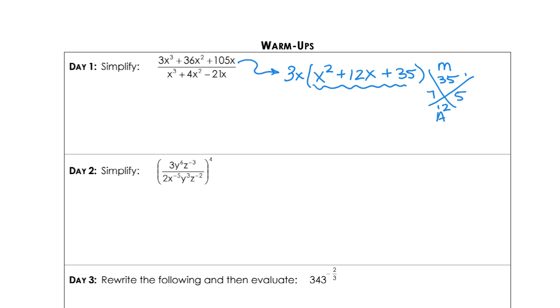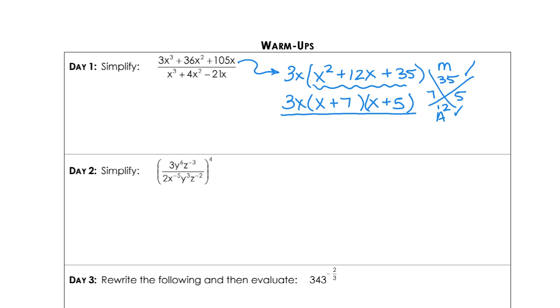7 times 5 is 35. 7 plus 5 is 12. And so we're going to go ahead and bring down that 3x. And the easy trinomial will get chopped up into x squared gets chopped into x and x. And one's going to get the plus 7. And one's going to get the plus 5. All right, there's no more factoring we can do on the top. So we're going to go ahead and move to the bottom.